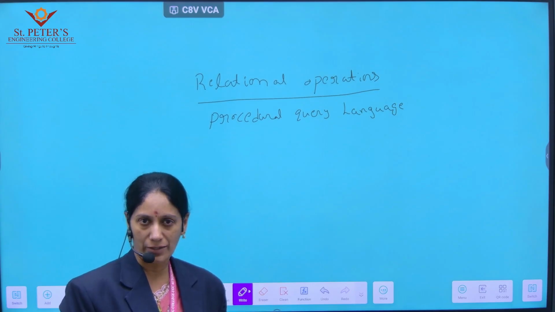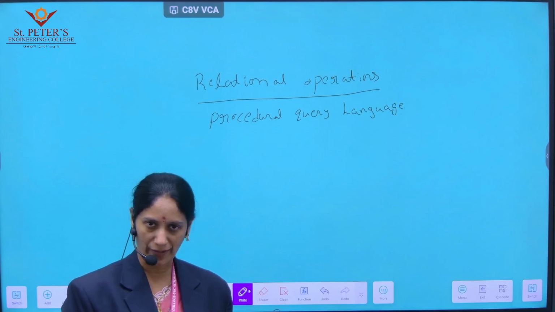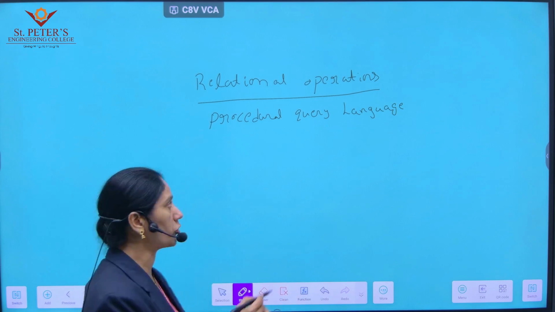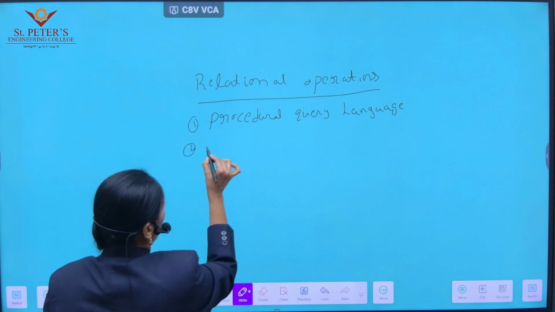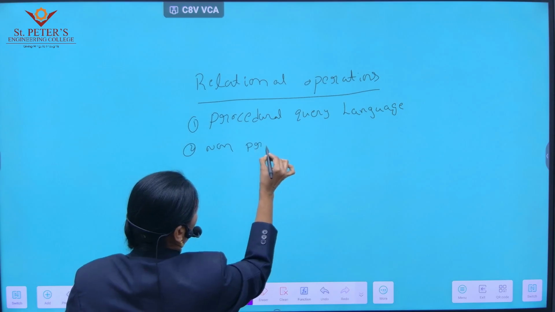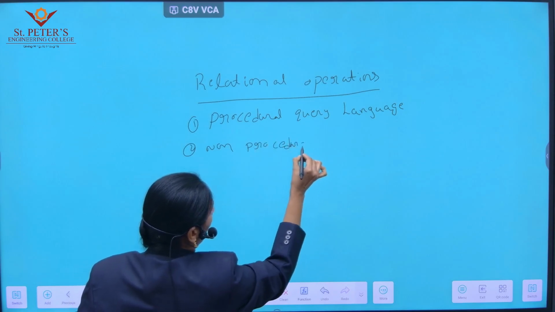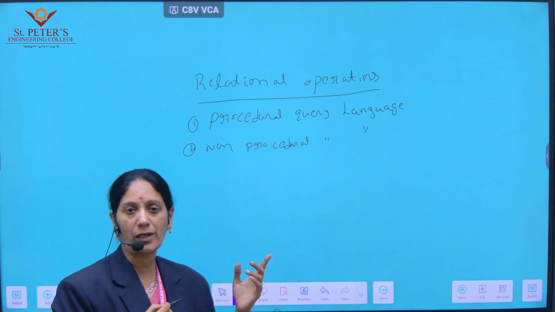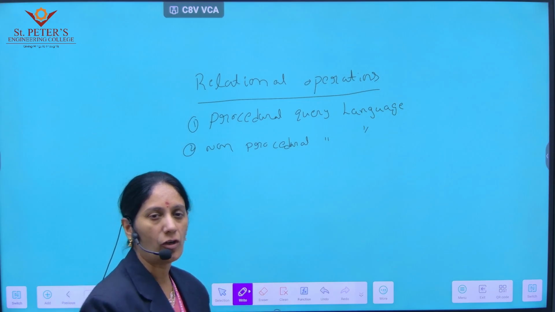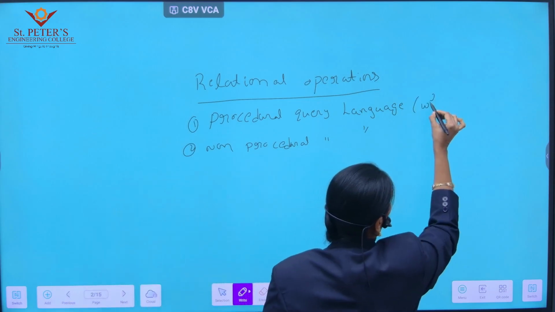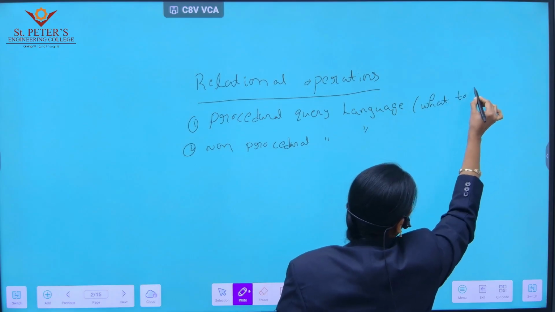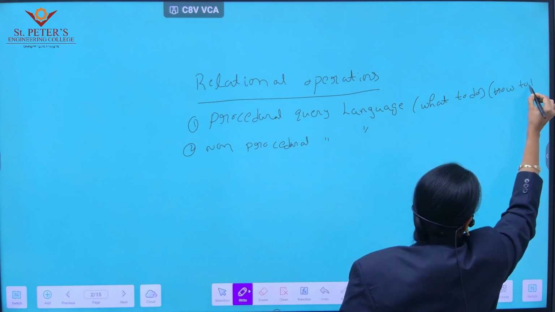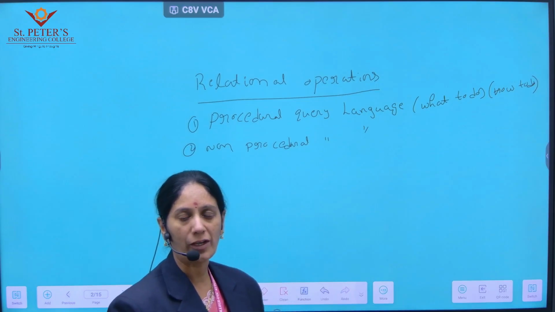The relational algebra mainly consists of two languages. One language is called procedural query language and the second one is called non-procedural query language. Procedural query language is simply what to do and how to do. What to do and how to do. How to do means these two concepts, followed by which language?